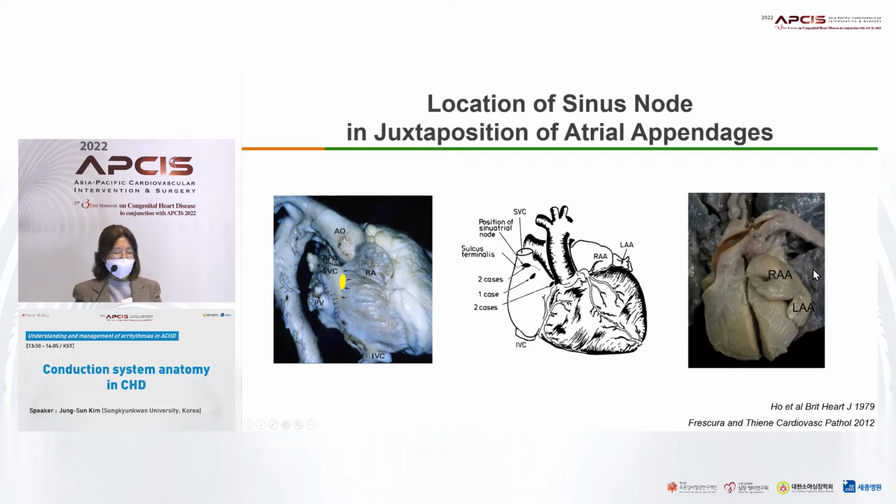The right picture shows the heart with the left-sided juxtaposition of atrial appendages. So the right atrial appendage is also positioned on the left side next to the left atrial appendage. The diagram in the center depicts the position of the SA node in this situation. The SA node, in some cases, is positioned normally, but in other cases, the SA node is displaced in the anterior wall of the right atrium.